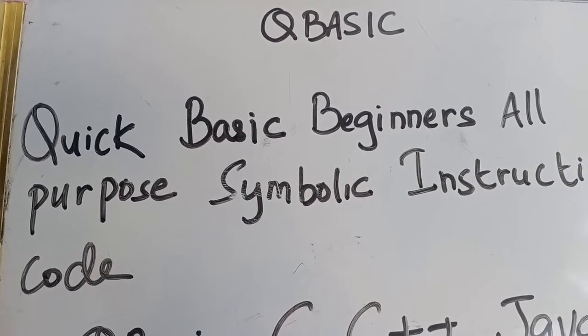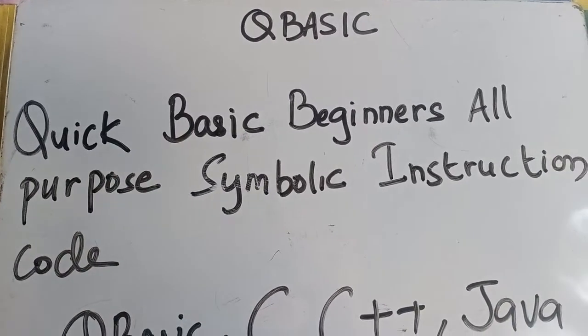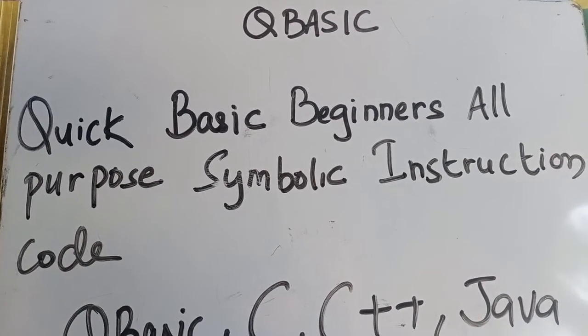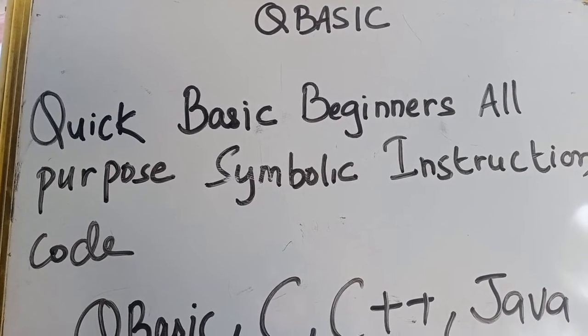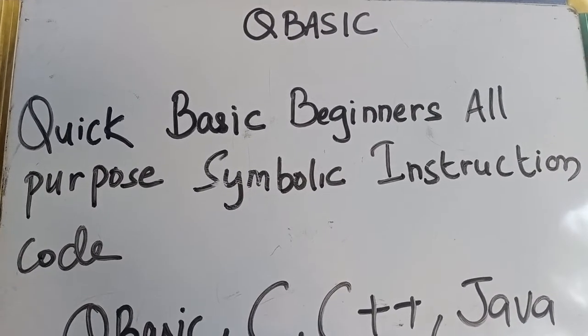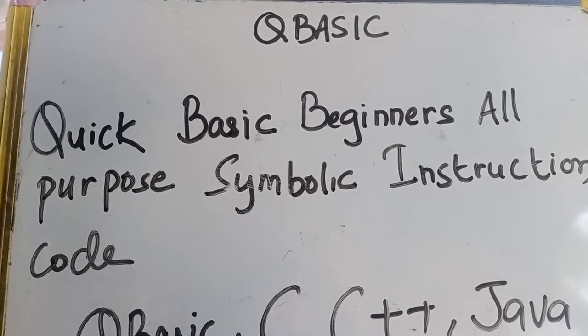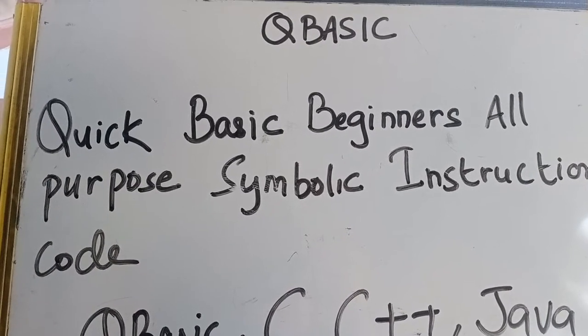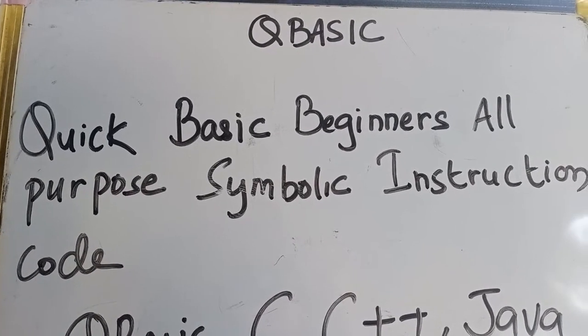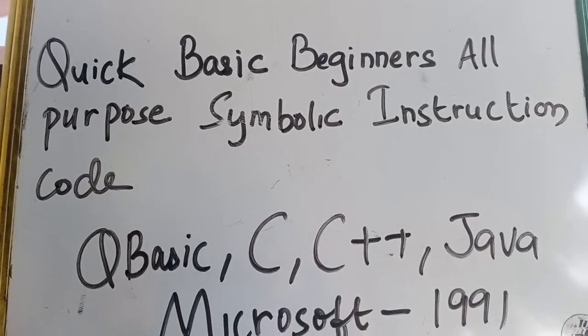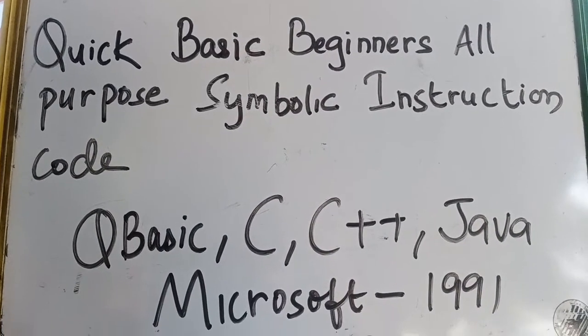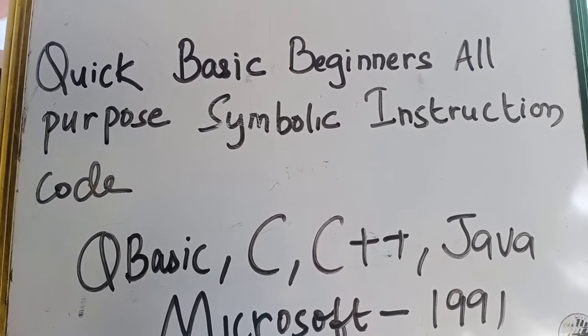Do you know the full form of QBASIC? Yes, it is already written on the board, right? Tell me, what is the full form of QBASIC? QBASIC: Beginners All-Purpose Symbolic Instruction Code. Repeat once again. QBASIC: Beginners All-Purpose Symbolic Instruction Code. This programming language was developed and launched by Microsoft in the year 1991.